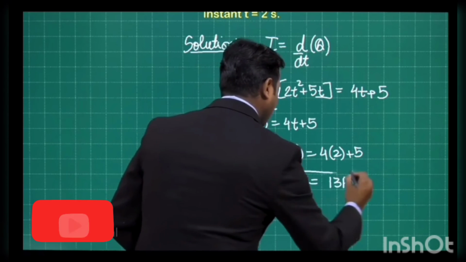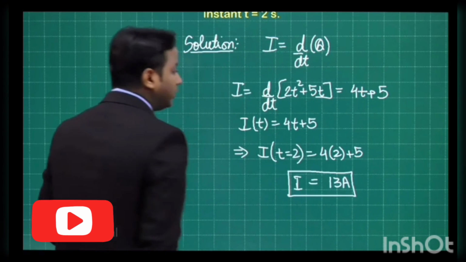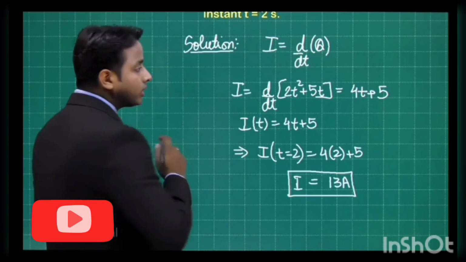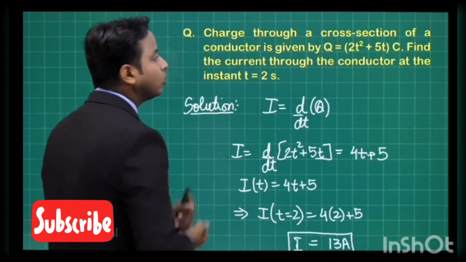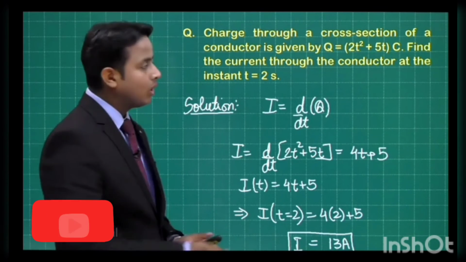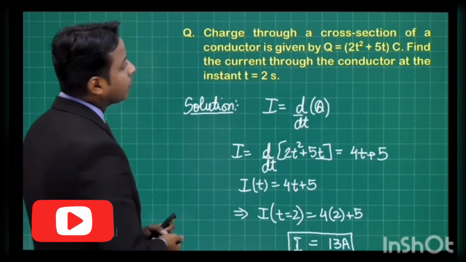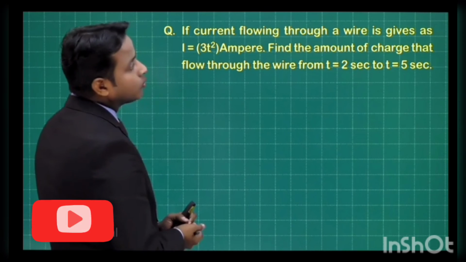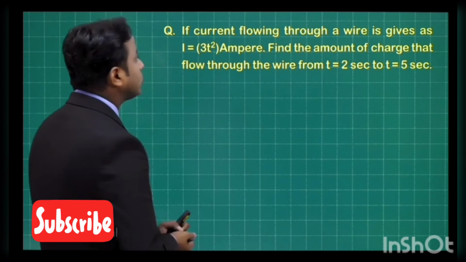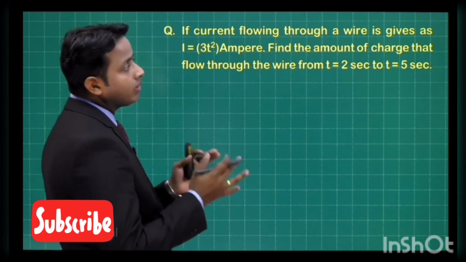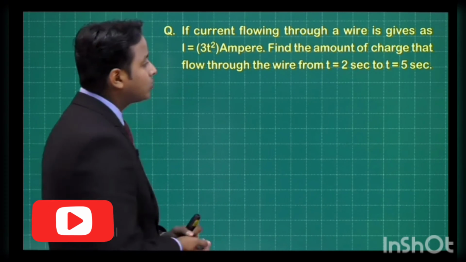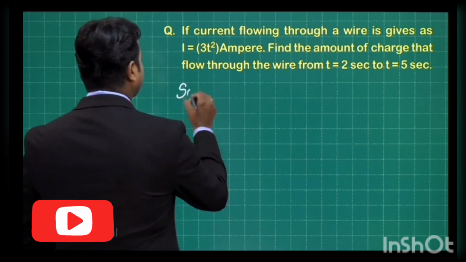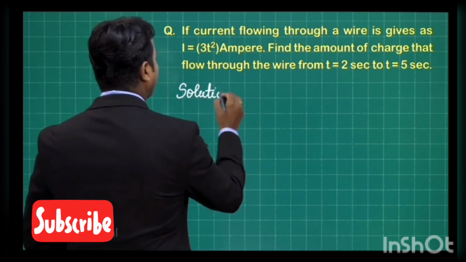So the instantaneous current which is flowing in the circuit at t is equal to 2 seconds is 13 ampere. I hope this question is very clear to you. So let's see one more application of the given formula. If the current flowing through the wire is given as I is equal to 3t square ampere, find the amount of charge that has flown through the wire from t is equal to 2 to t is equal to 5 seconds. Now this is again an application of a simple formula.